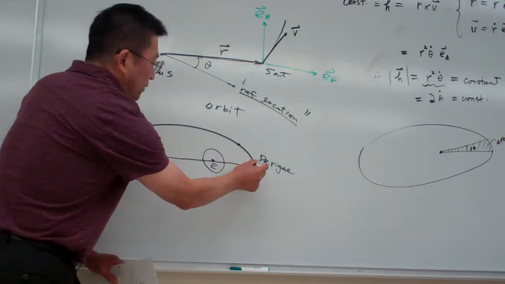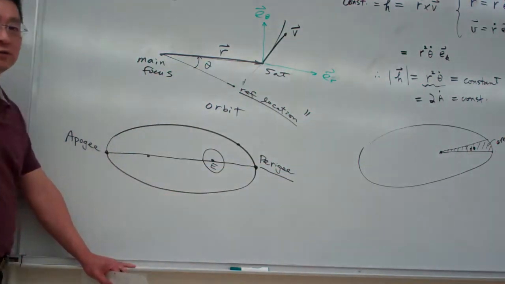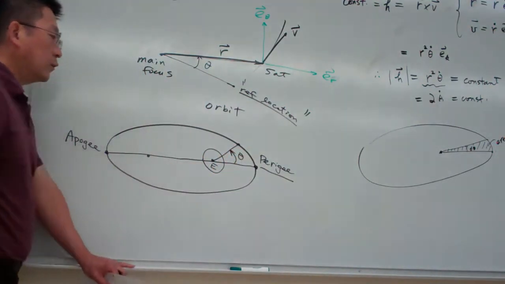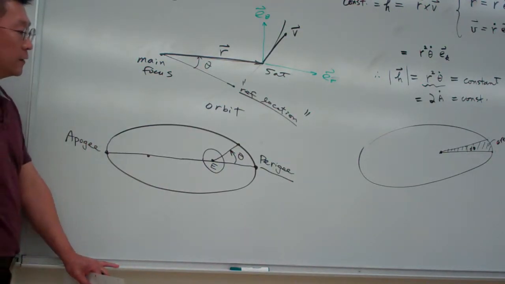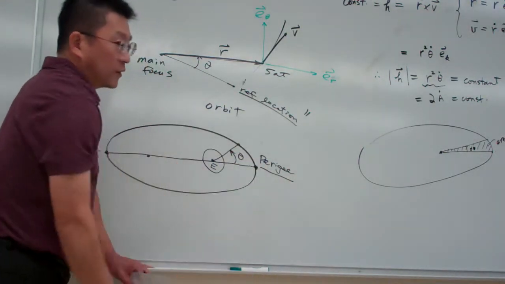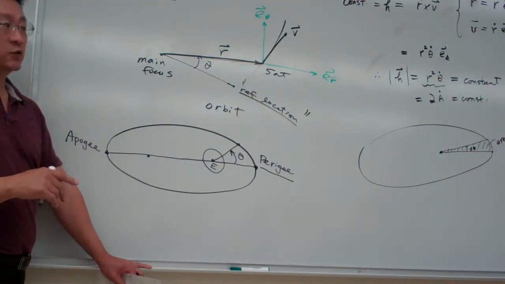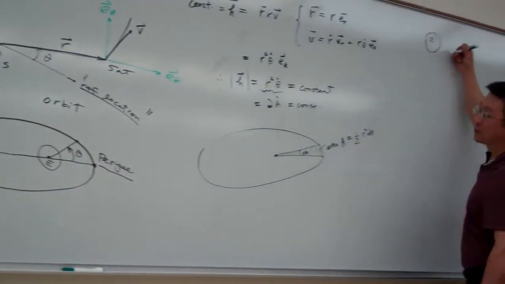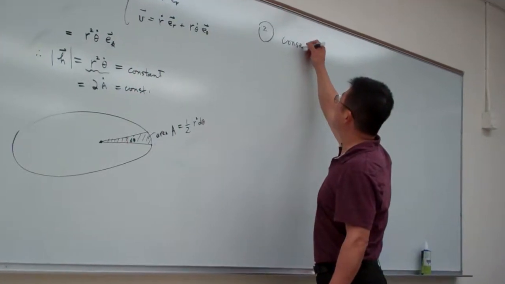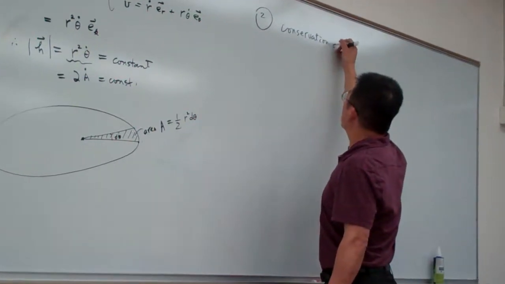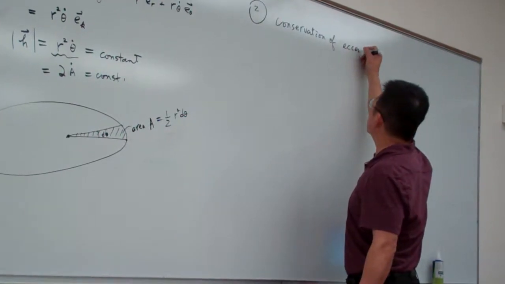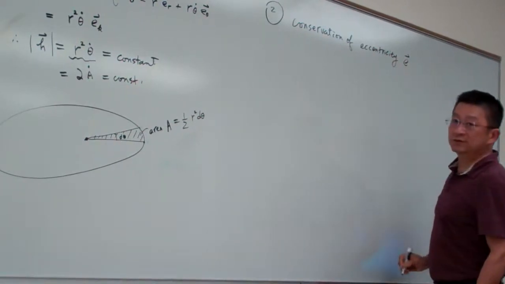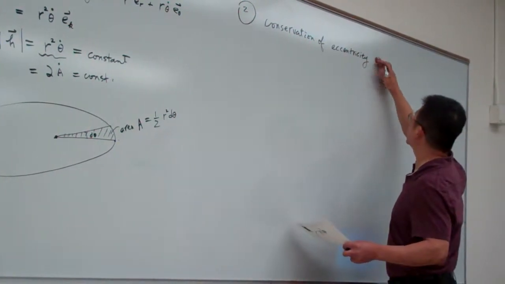Usually, people take the perigee as the reference location to measure the angle. Okay, we define the theta based upon this one. And how we know the location of the perigee, that is aligned to the eccentricity vector, and that is the one we're going to talk about here. So the second one we're going to talk about is the conservation of the eccentricity vector.